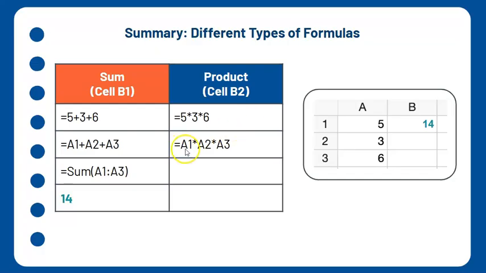The formula equals A1 times A2 times A3 shows that we could write a formula listing each cell with a multiplication symbol in between. But there's an easier way to tell the spreadsheet exactly what we need. The most efficient way to write this formula is by using the product command, the first cell, a colon, and the last cell. So for this example, we would write the formula equals product A1 colon A3. All of these options would give us the value of 90 for cell B2. They all mean the same thing, but the product command can be most efficient, especially when you have a large list of numbers.